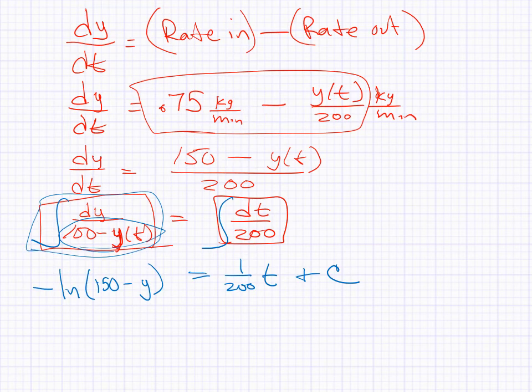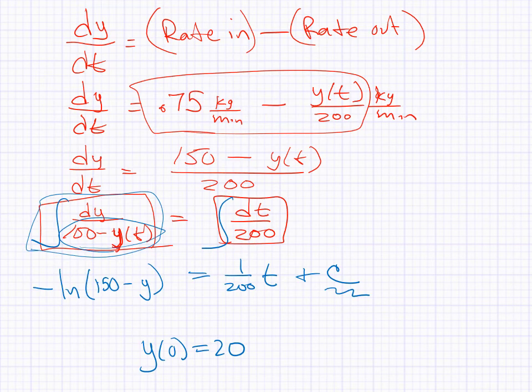Now remember, we also had the condition that initially we had 20 kilograms of salt in the tank. That was the original amount of salt we had in the tank. So essentially what we're saying is y of 0 equals 20, and that'll help us find the c value.